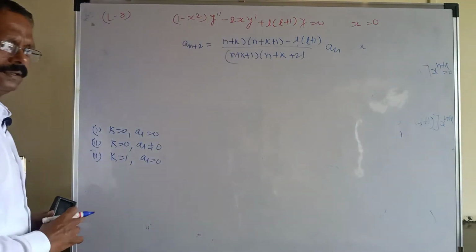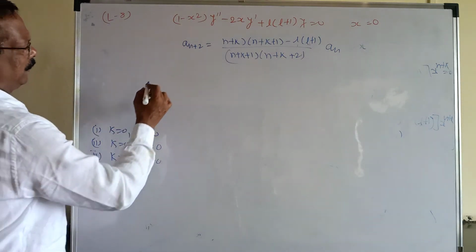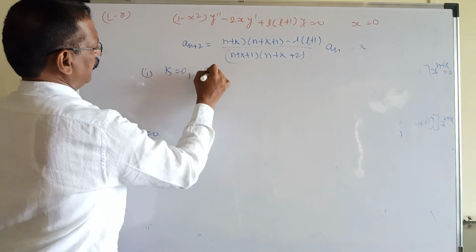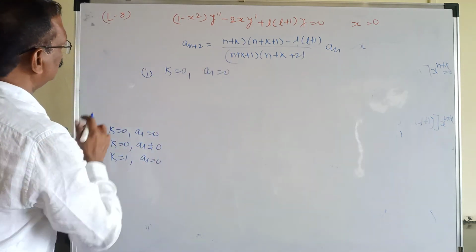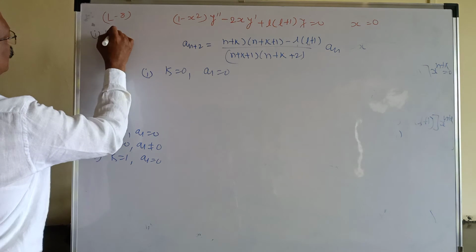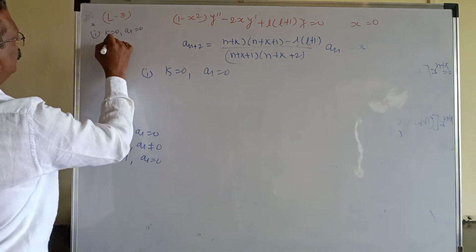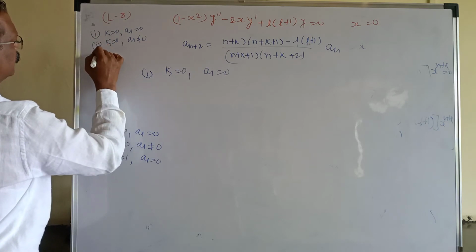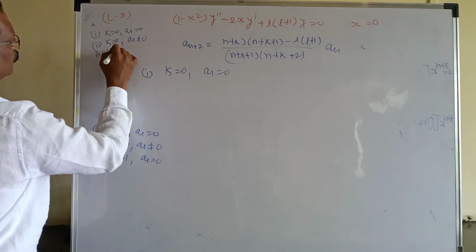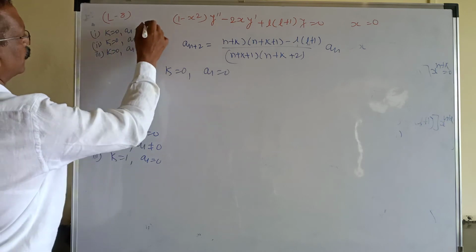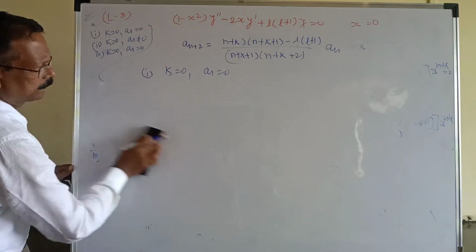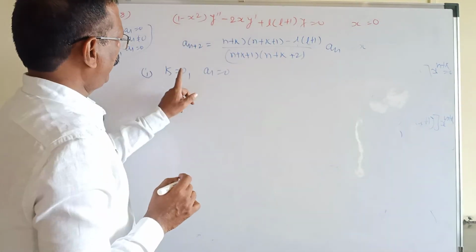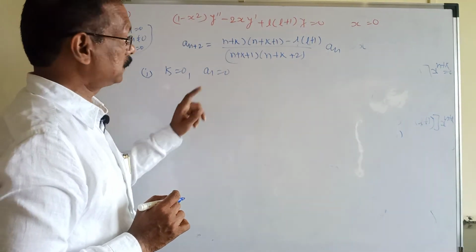Take the first condition. What is the first condition? The first condition is k is equal to 0 and a1 is equal to 0. The other cases are k is equal to 0 with a1 not equal to 0, and k is equal to 1 with a1 equal to 0. So substitute this here. Now k is equal to 0 and a1 is equal to 0. This is the first case.